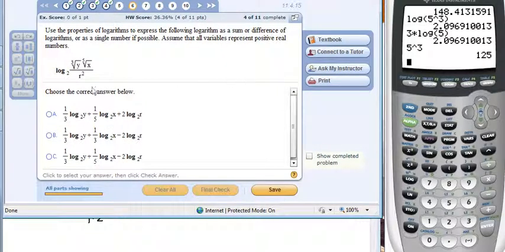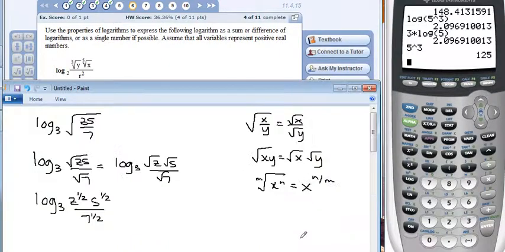Same thing here, right? We've got 1/3, 1/5, we've got a square. Just be careful with those. Nothing new, okay?